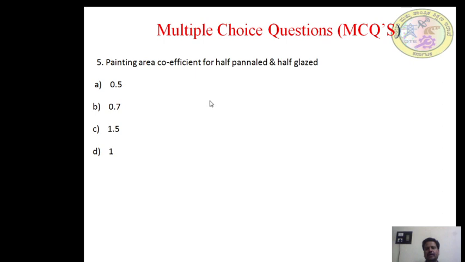And then the painting area coefficient of a half paneled and half glazed door. So the painting coefficient for half paneled and half glazed equals 1. The options are 0.5, 0.7, 1.5 and 1. The answer is 1. So the painting coefficient of half paneled and half glazed is 1.